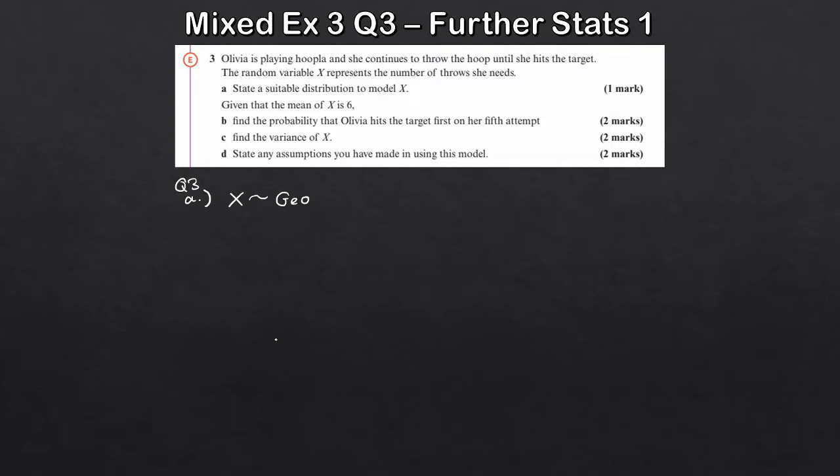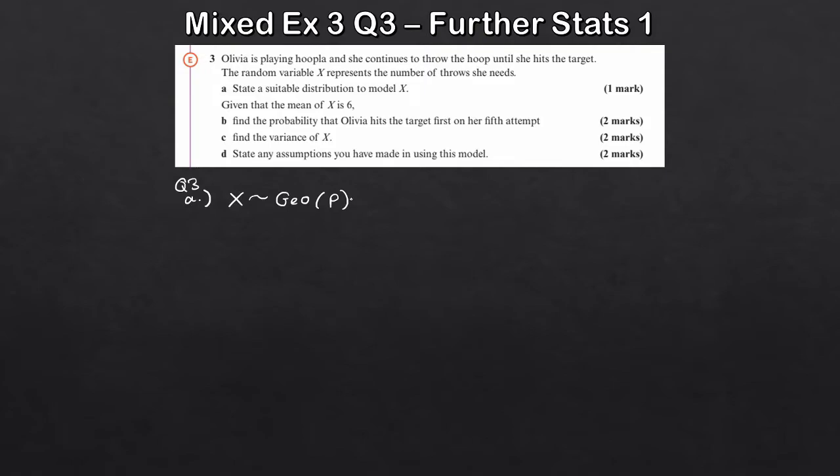We're just told that she keeps throwing it until she hits the target, basically. So my probability is just going to be P. We don't know what P is, so that's all I can say for that one. We don't have an actual P-value, so that's simply all we can put for that one.